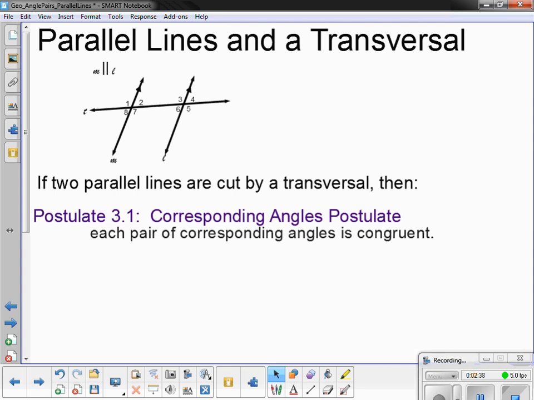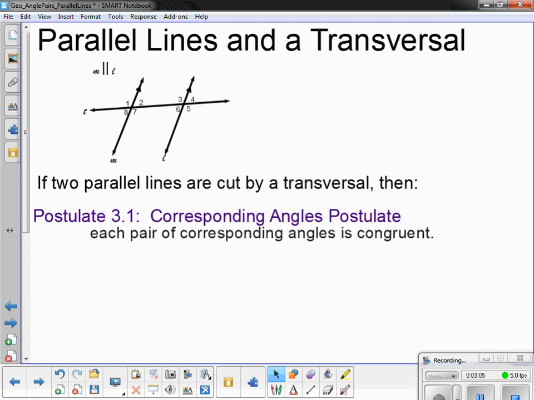Angle 1 and angle 3 have to be the same measure. 2 and 4 have to be the same measure. 8 and 6, same measure. 5 and 7, same measure. So if I have parallel lines, I know I have congruent angles. Those ones that correspond in the same spots are congruent. That's a postulate, meaning we can't prove that. We just know that it happens to be true for parallel lines. And that was something you noticed when you did your GeoGebra assignment, if you actually did it.